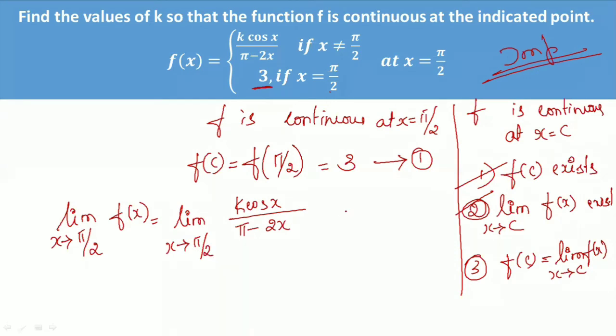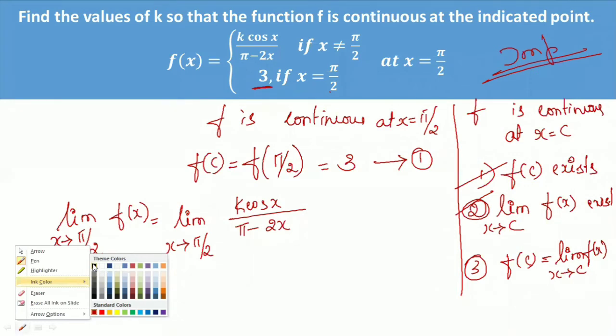Okay, next, what should we do? What do we have to do next, students? What is the next step? Okay, you have to put x is equal to pi by 2. Someone has told me that we have to put x is equal to pi by 2. If we put x is equal to pi by 2, we'll see what we'll get. Okay, let me try here.